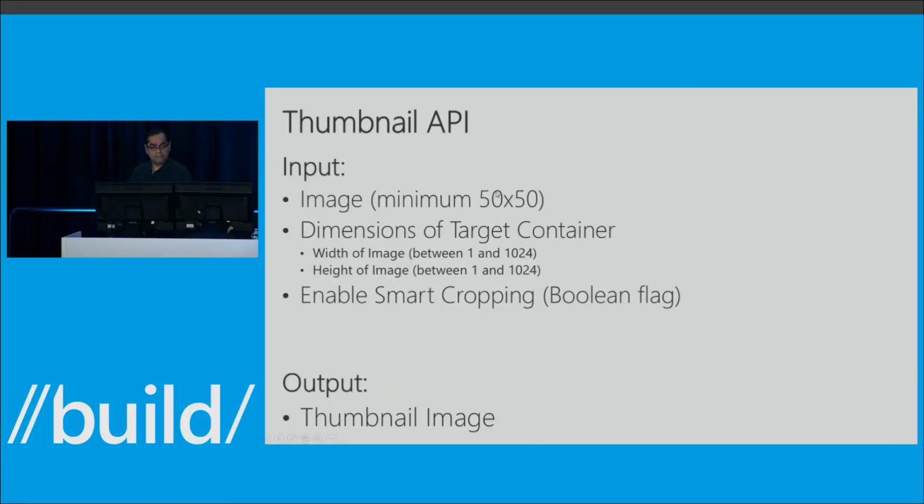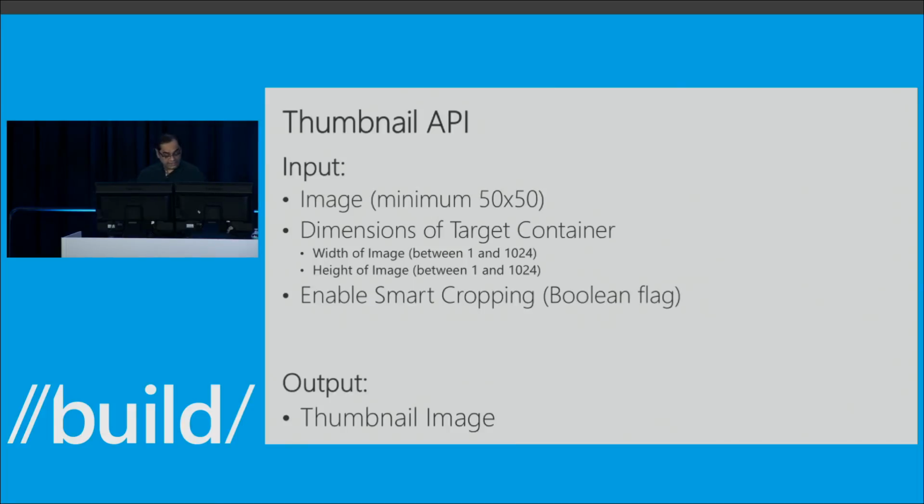So this thumbnail API is a very straightforward API. You take an image, you give the dimensions of the target container you want to put the image in, and you enable smart cropping. It's just for fun, but you would normally keep it true because you want smart cropping, and then the output would be a thumbnail image, which you can then use in your application. And we are thinking of a lot of enhancements here once we know how much interest there is in this kind of API, because this can be further optimized as well.